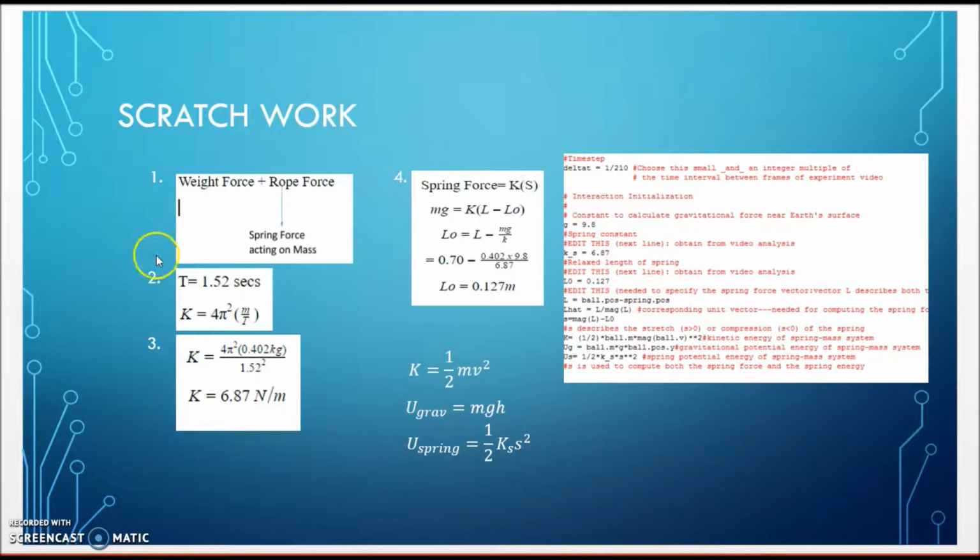Here's my work shown for the time step between one oscillation, the spring constant, and the change in stretch and relaxed length of the spring. This code calculates the length of the spring as time goes by. L hat tells the spring direction, while s shows the stretch or compression of the spring, and it is used to compute the spring energy and force. I also coded the formulas for kinetic, gravitational potential, and spring potential energy right here.